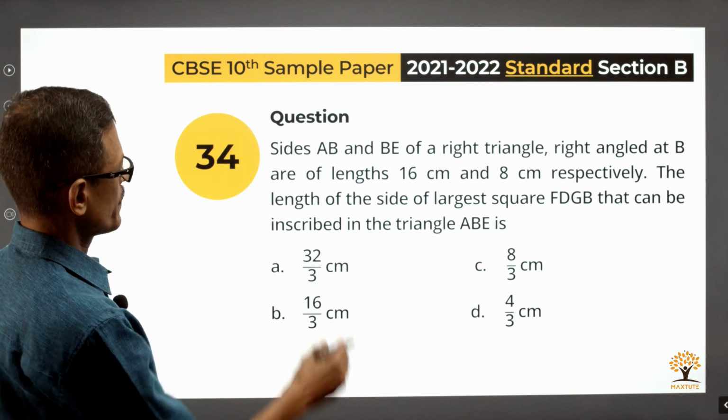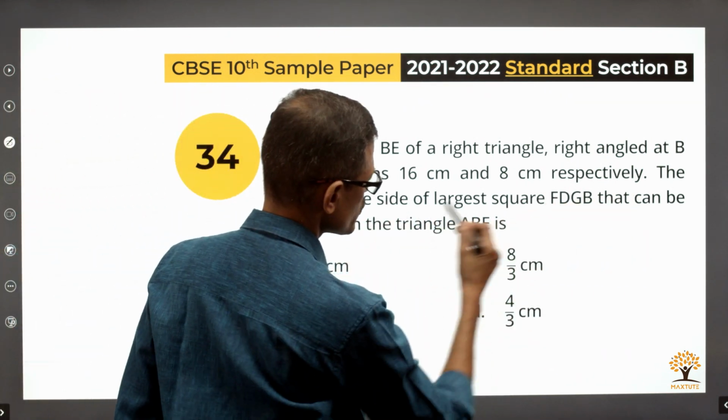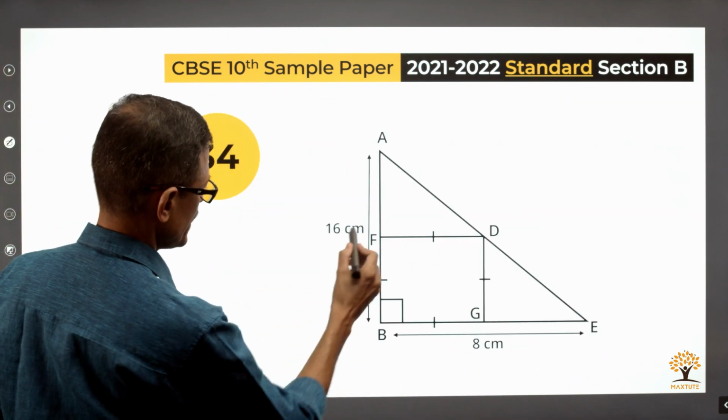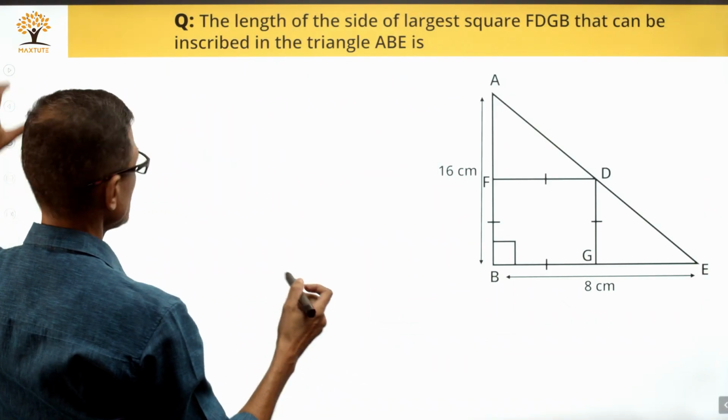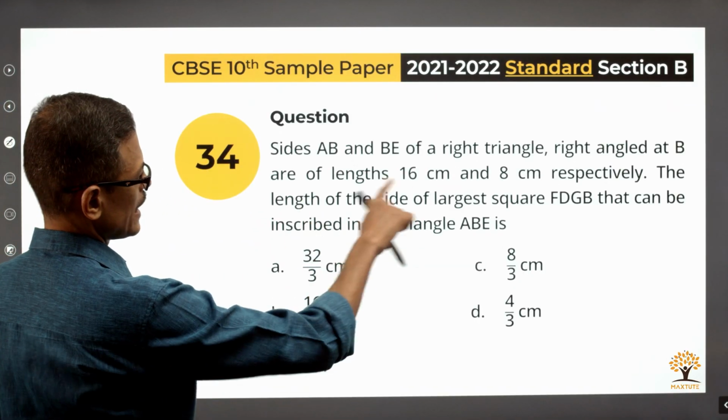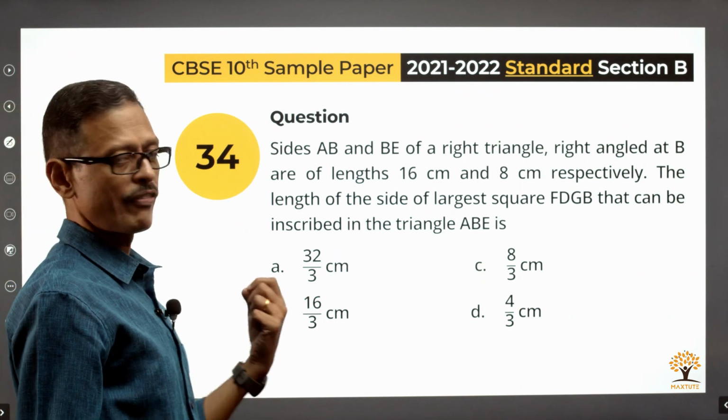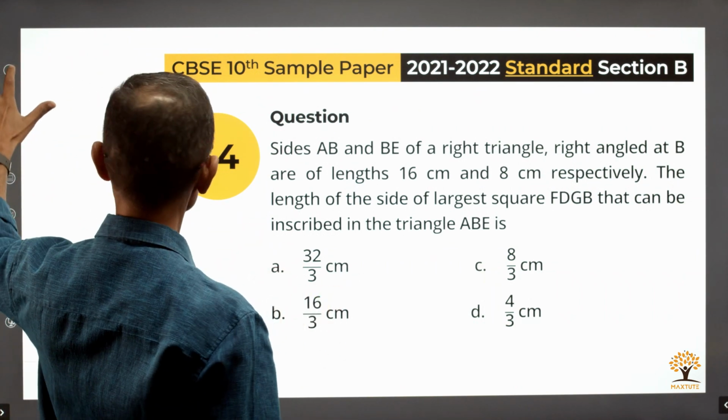Go back to the question. The length of the side of the largest square FDGB that can be inscribed in it. We need to find out the length of that square. That's what this question is all about.